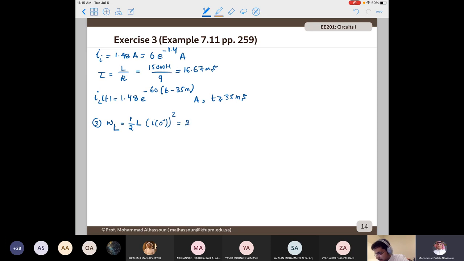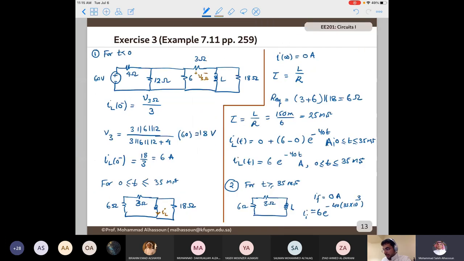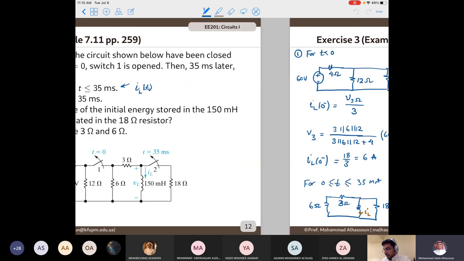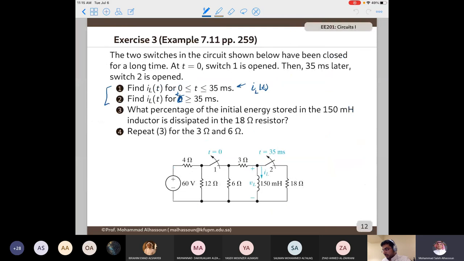And if you substitute, you get 2700 millijoule. So this is the initial energy stored in the inductor. Now, we're asked to find the percentage of the initial energy stored in the 150 millihenry inductor that is dissipated in the 18 ohm resistor. So basically, what we are asked to do is find the energy dissipated in the 18 ohm resistor.